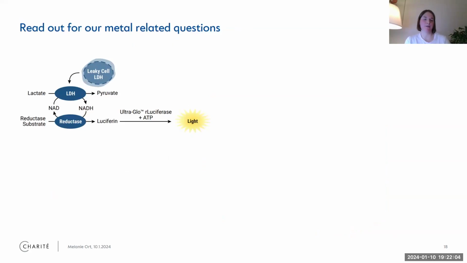Our first readout was the LDH. LDH is an enzyme that is released from dying cells. Of course, cells are dying all the time, but if the LDH is increasing in a very massive way, then you probably can see that something's wrong. And this is just a commercially available assay, so we can monitor that.